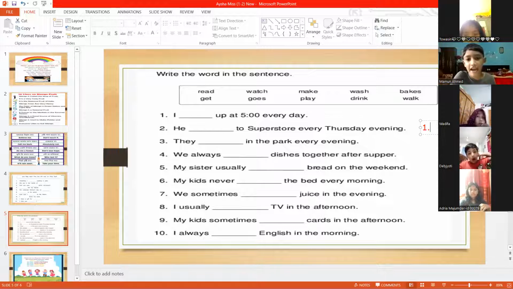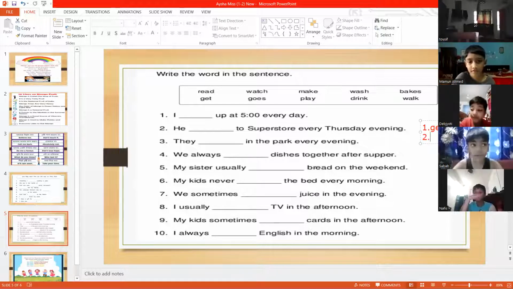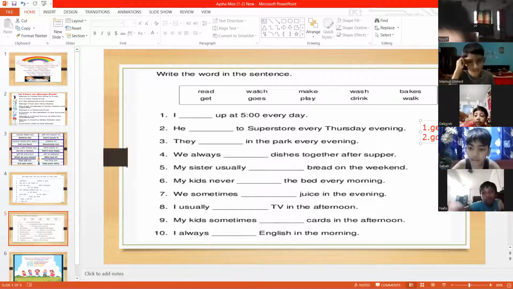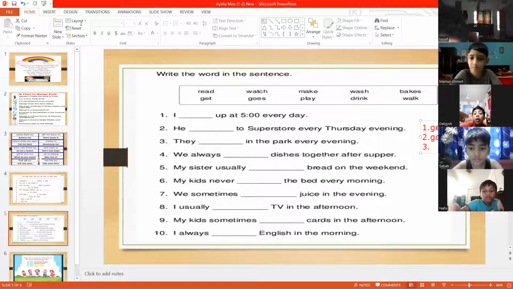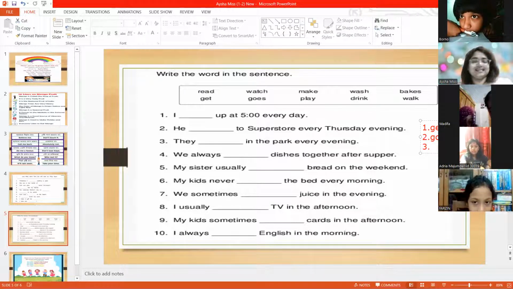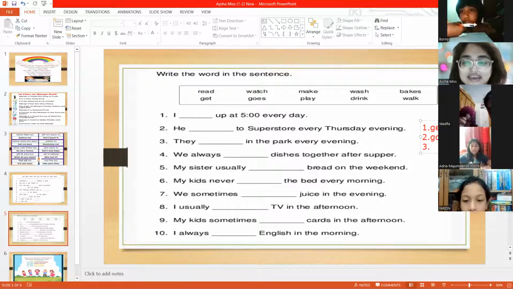I wake up at 5 a.m. I get up at 5 every day. We go to the superstore every Thursday evening. They walk in the park every evening.